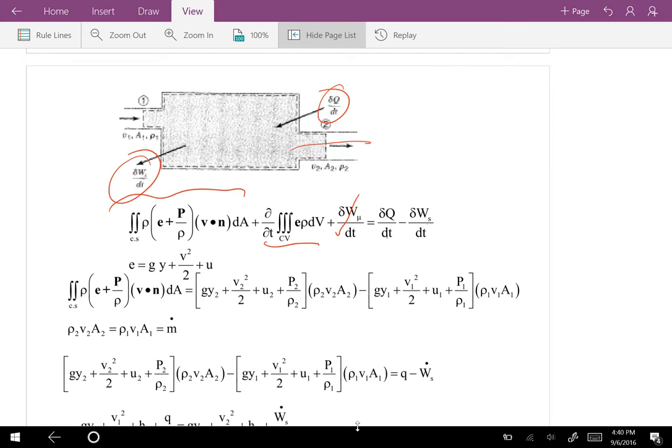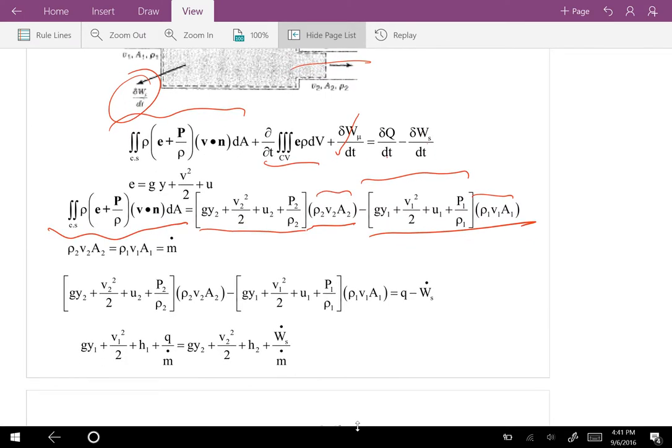So again, net rate at which energy leaves, talking in terms of enthalpy because you have E plus P over rho, is nothing but this: this is your exit, the rate at which energy leaves, and this is the rate at which energy comes in. So exit minus inlet gives you the net rate at which energy leaves, right? Rho 2 V2 A2 gives you your m dot. M dot times energy per unit mass gives the rate at which energy leaves. This is your m dot, and energy per unit mass gives the rate at which energy comes in. Okay, so I think that is clear.